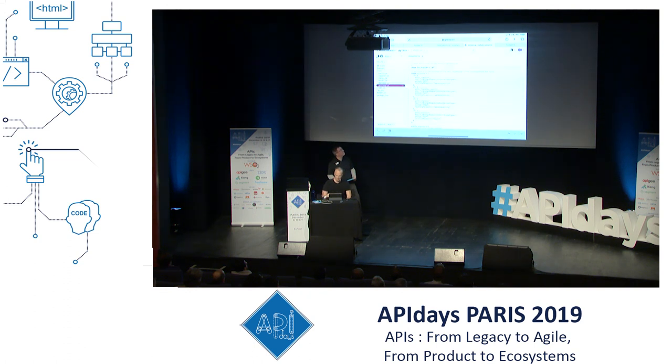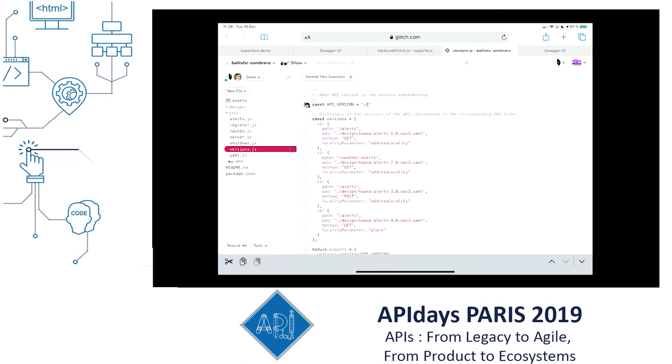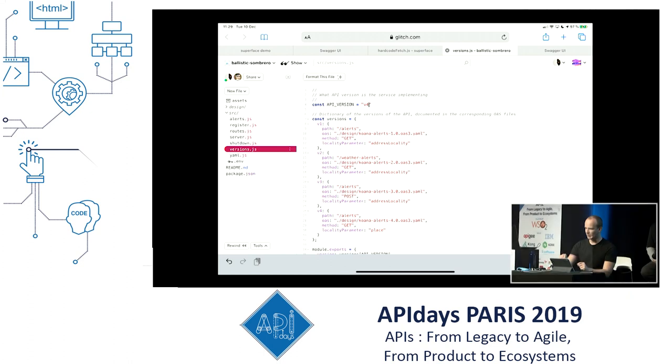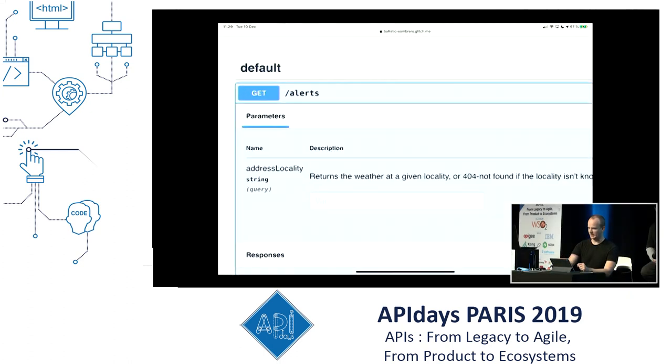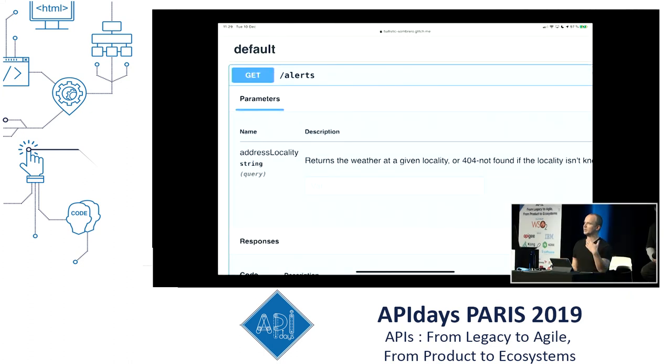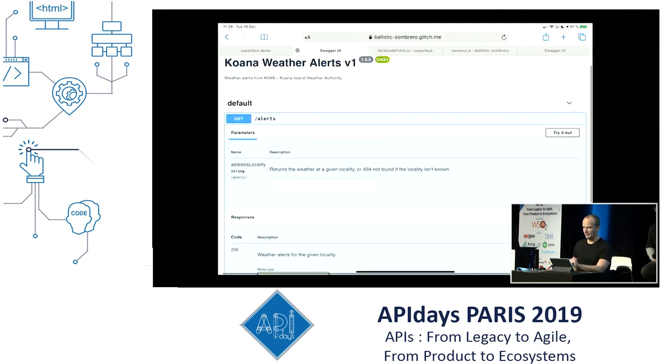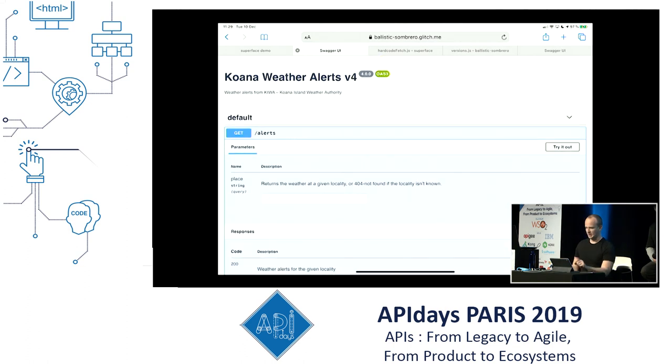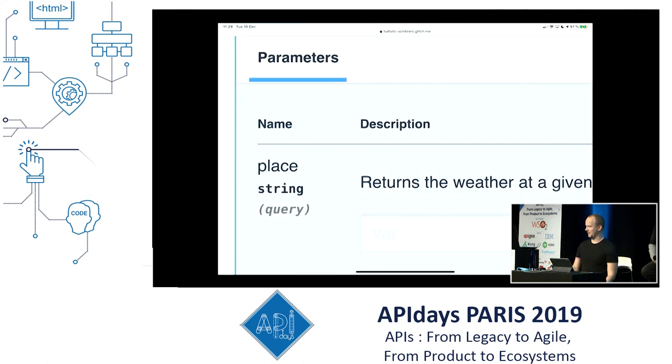For this, I'm going to change the version, for example, to version 4, and redeploy the provider. Version 4 of this API has a small change I made before. The required request parameter was called address locality. Now, if I refresh the documentation, it's no longer address locality, it's called place.